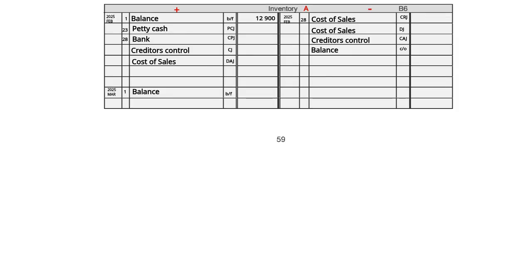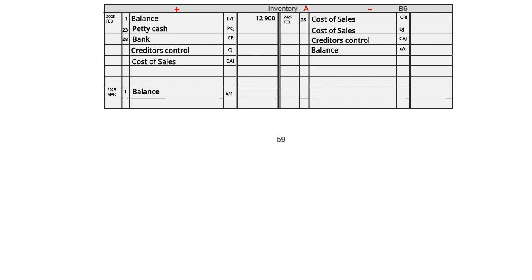Let's complete our inventory account. Inventory is an asset, plus minus. So our opening balance will be on the debit side, which we've already recorded, 12,900 Rand. Then if we look at our inventory, levels can go up if we purchase more either for cash, which is CPJ, or on credit, which is creditors journal, or if we use our petty cash journal to purchase inventory, or if we return stock, DAJ.